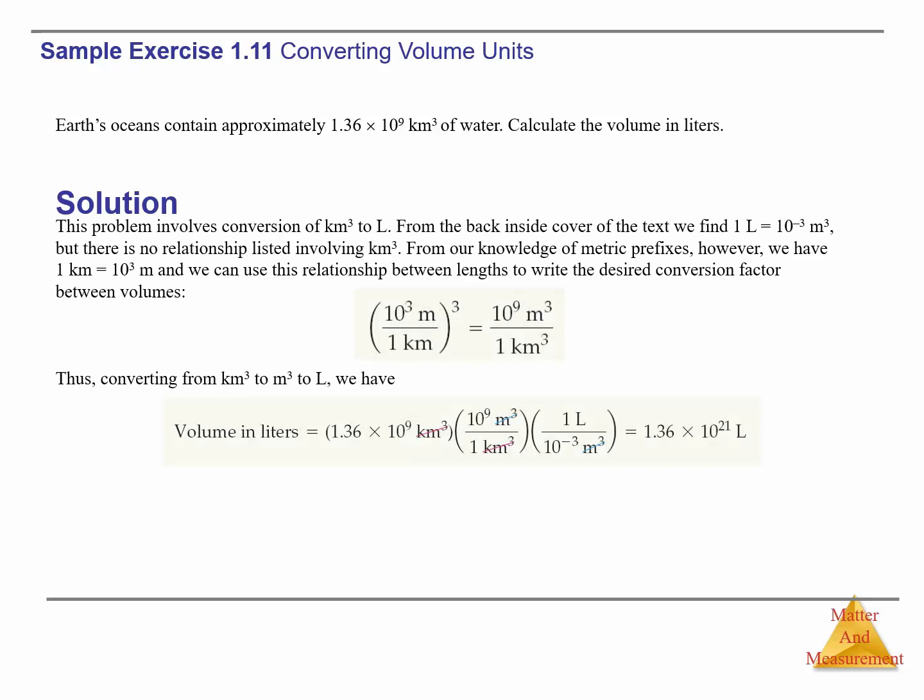So this problem involves conversion of cubic kilometer to liter. From the back inside cover of the text, we find 1 liter equal 10 to the minus 3 cubic meter, but there is no relationship listed involving cubic kilometer. So from our knowledge of metric prefixes, however, we have 1 kilometer equal 10 to the 3 meter, and we can use this relationship between lengths to write the desired conversion factor between volumes, which is this.